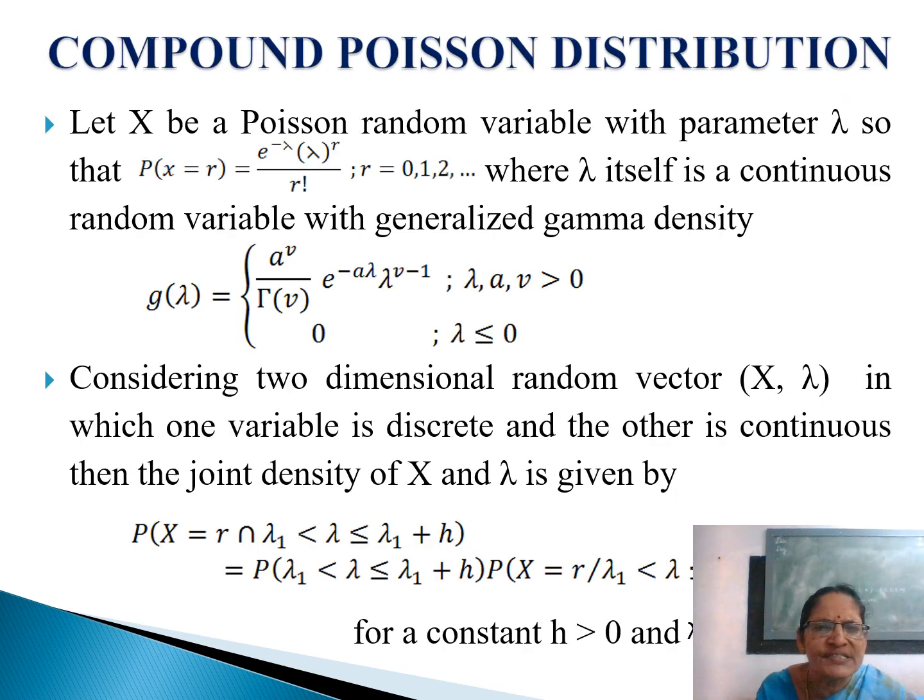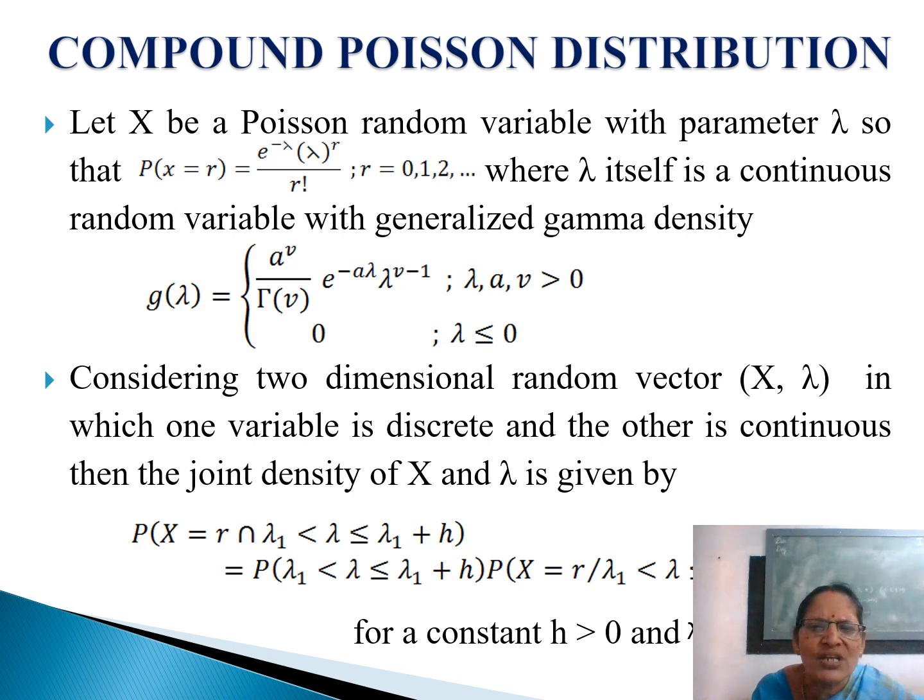Compound Poisson distribution. Let X be a Poisson random variable with the parameter lambda, so that the probability of X equal to r is given by e power minus lambda, lambda power r by r factorial, where r varies from 0, 1, 2, etc., where lambda itself is a continuous random variable with generalized gamma density, which is defined as given above.